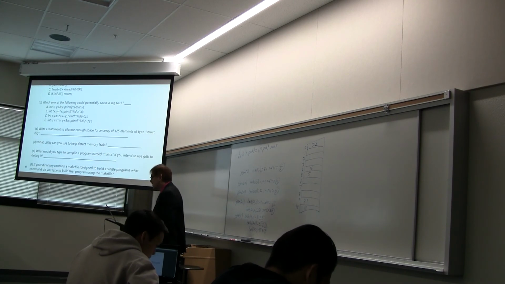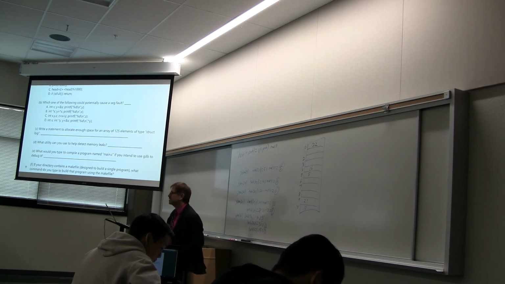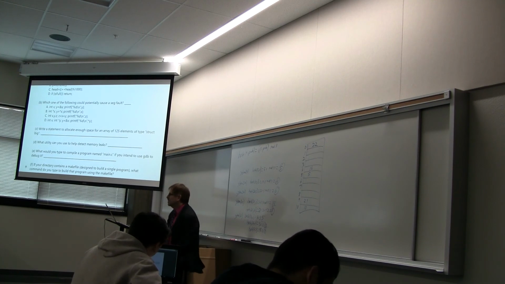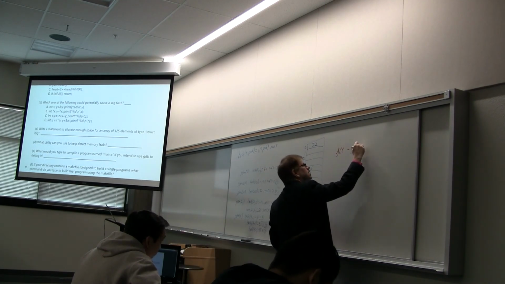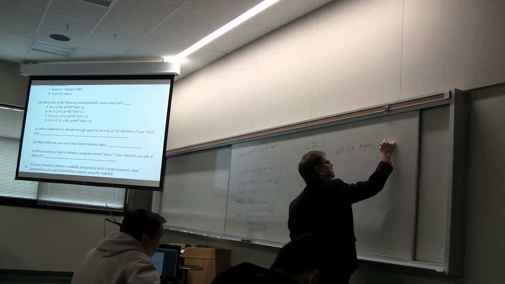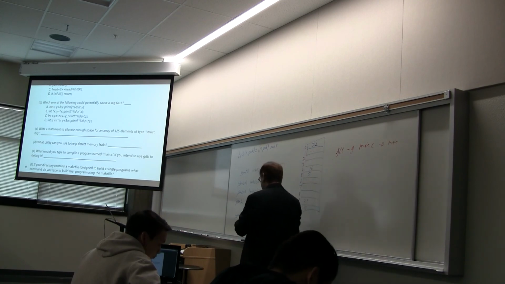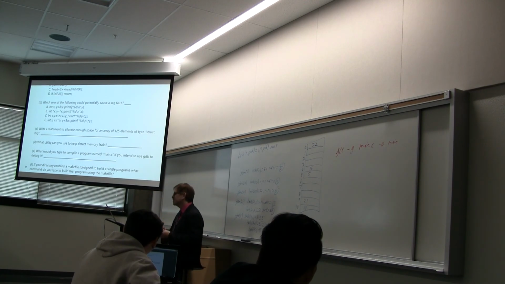Allocate space for 125 elements of type struct big, so malloc sizeof struct big times 125. If you did it with a static array declaration, I'd let you get away with that. The utility to help detect memory leaks, that's valgrind. What would you type to compile a program named main.c? So anything along these lines, the easiest being gcc -g main.c, that gives you an a.out that you can run, but you could also do -o main and other stuff. -g is not a command, because you said -g, you didn't get your point.